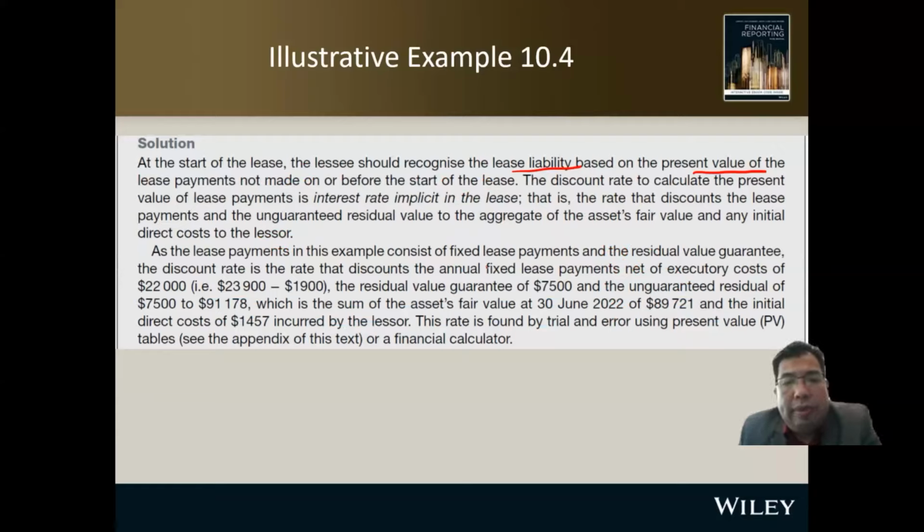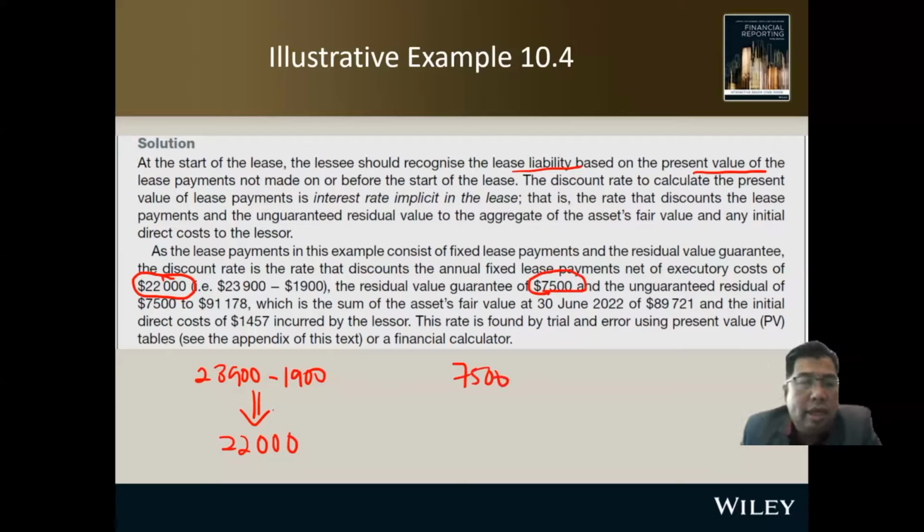As the lease payment in this example consists of fixed lease payment and the residual value guarantee, the discount rate is the rate that discounts the annual fixed lease payment net of executory cost, 22,000. This net lease payment of 22,000 comes from 23,900 minus 1,900. The residual guaranteed value is 7,500, and the unguaranteed residual is another 7,500. So the total will be 91,178.